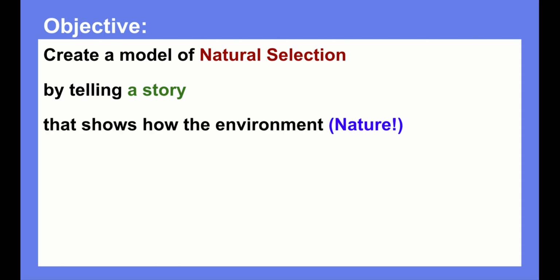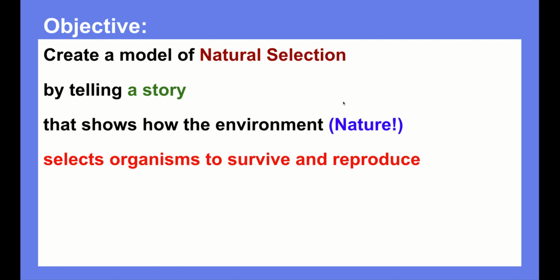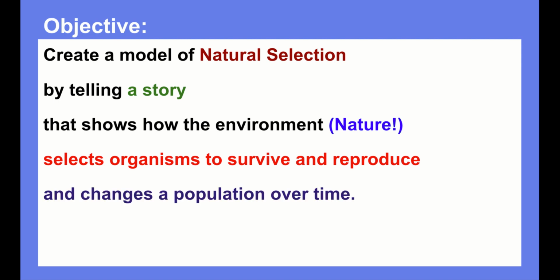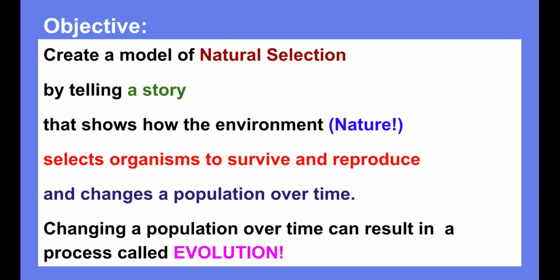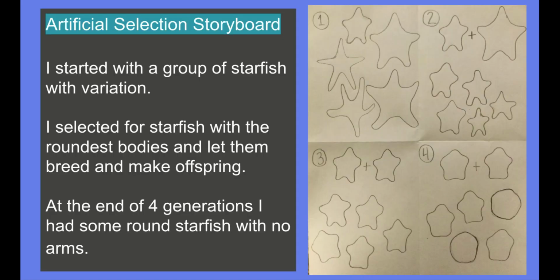The objective of this assignment is for you to create a model of natural selection by telling a story that shows how the environment selects organisms to survive and reproduce and changes a population over time. Changing a population over time can result in a process called evolution. You're familiar with artificial selection, where humans pick a trait and change a population over time, as Miss Ripley did in her example.